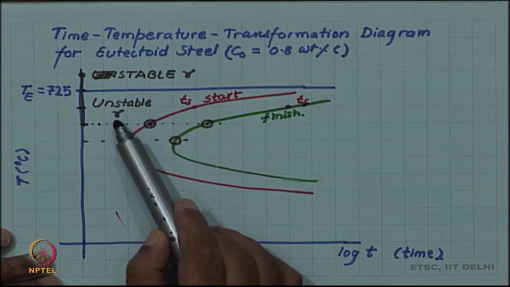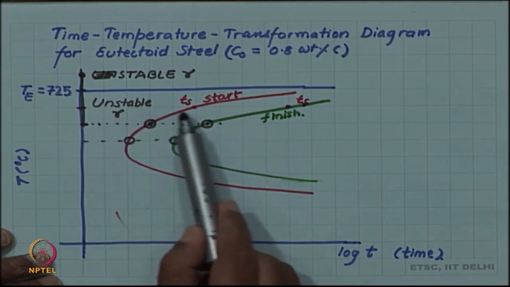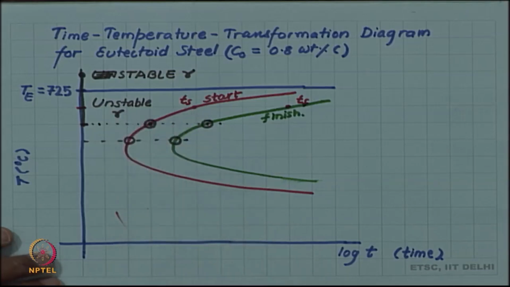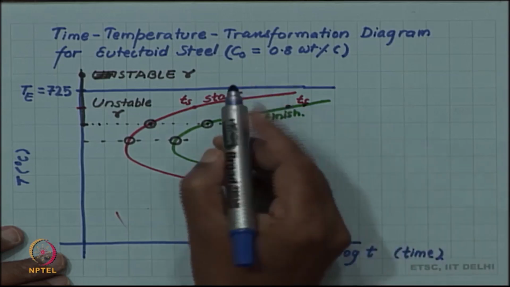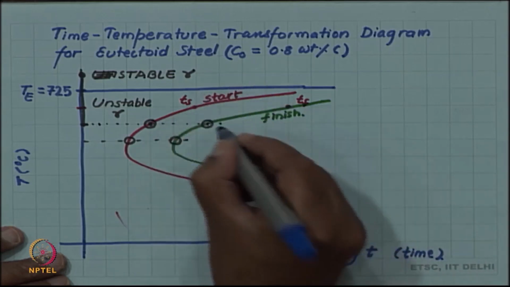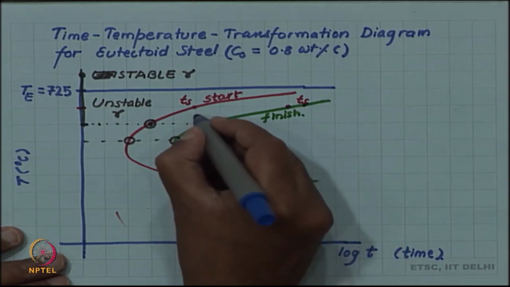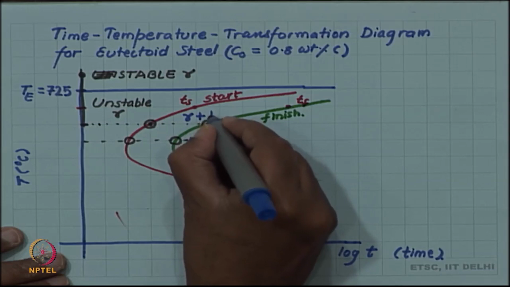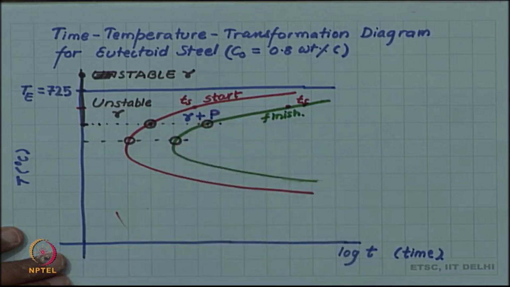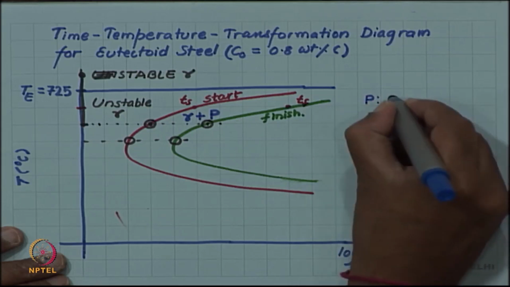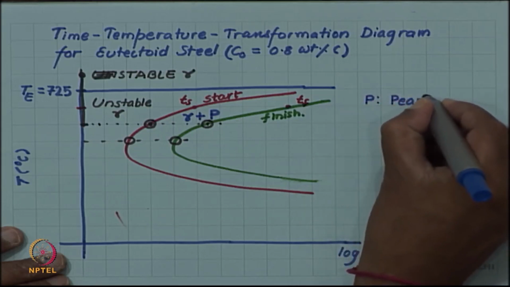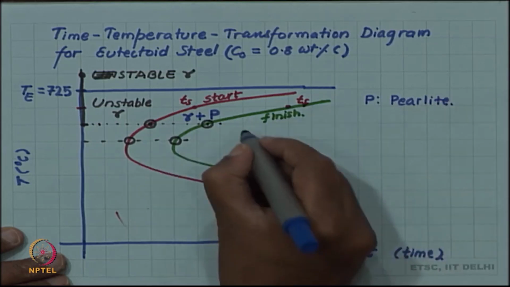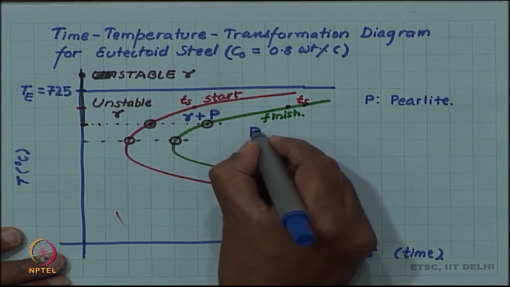So, this unstable austenite wants to transform, but it requires so much time to transform, and before that start it is an unstable austenite. In between, after start has happened, you have started forming the transformation product, which in this case is pearlite. So, let me write this as gamma plus pearlite, P for pearlite, and then once the transformation is complete, you have 100% pearlite.